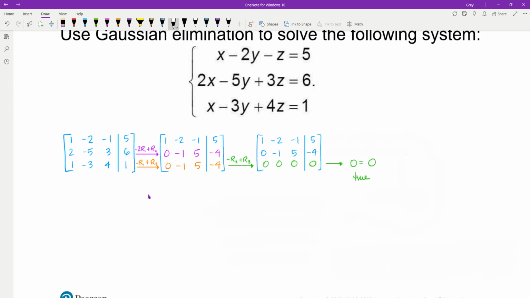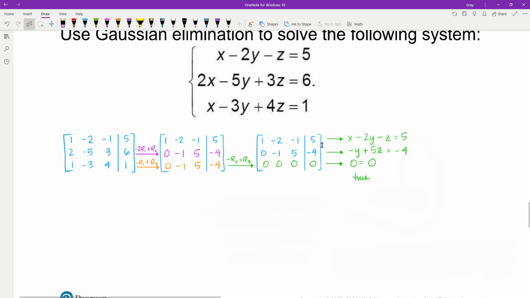So what we do is we're still going to take each of these other 2 rows and we're going to write the equations that come from it. So again, you could go ahead and change this second row, but I didn't, okay? So that's -y plus 5z equals -4. And the top row says x minus 2y minus z equals 5. And we've got this bottom row of 0 equals 0.